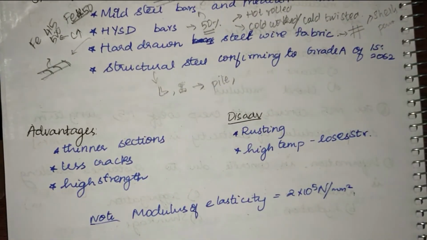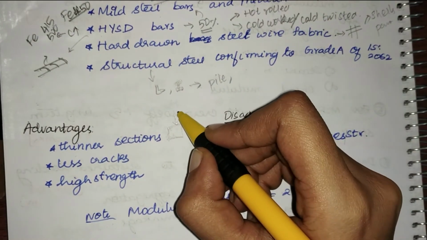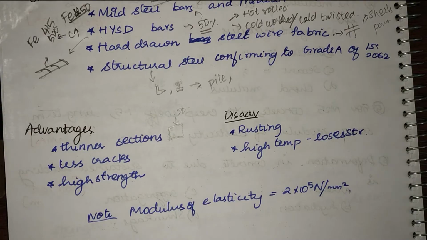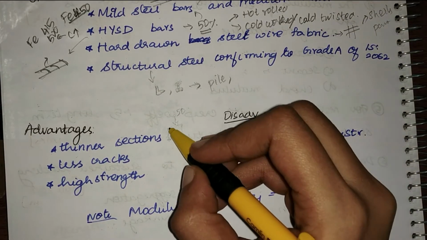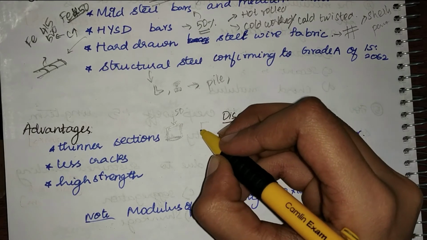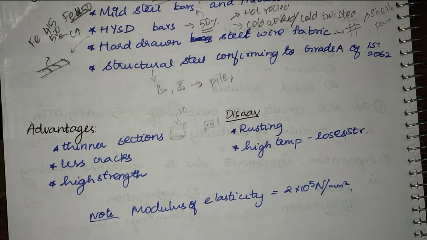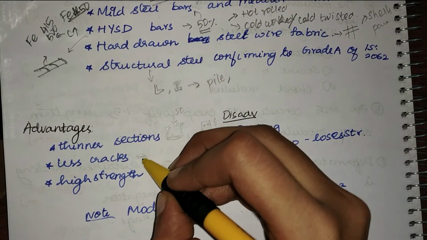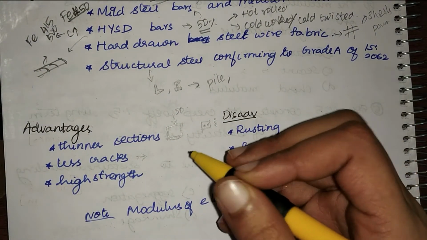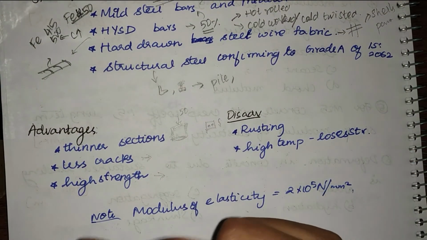The advantages are, for the same load, say this is my member and it has to take this much load, say 50 kilonewton. If my concrete alone structure takes this much area, then if I am introducing bars, that is rebars, the section can be reduced considerably. Next, less cracks because all the tensile stresses will be taken by the steel. Next, obviously high strength of concrete.